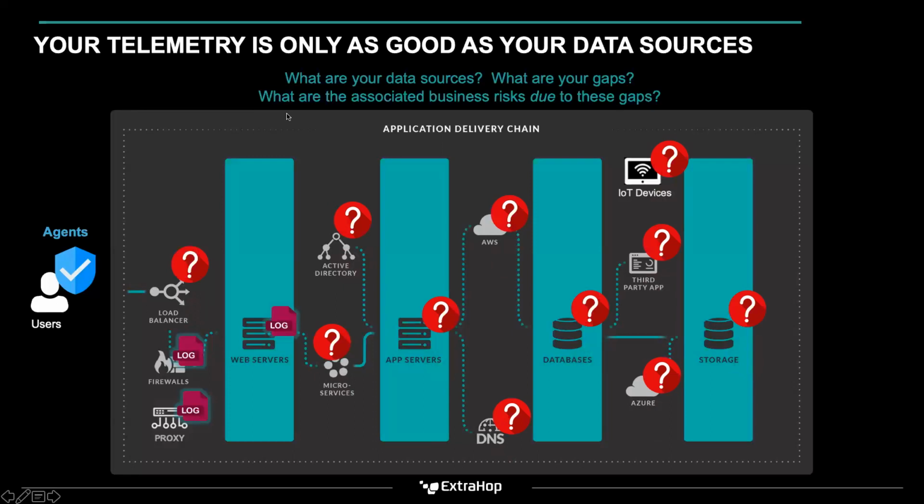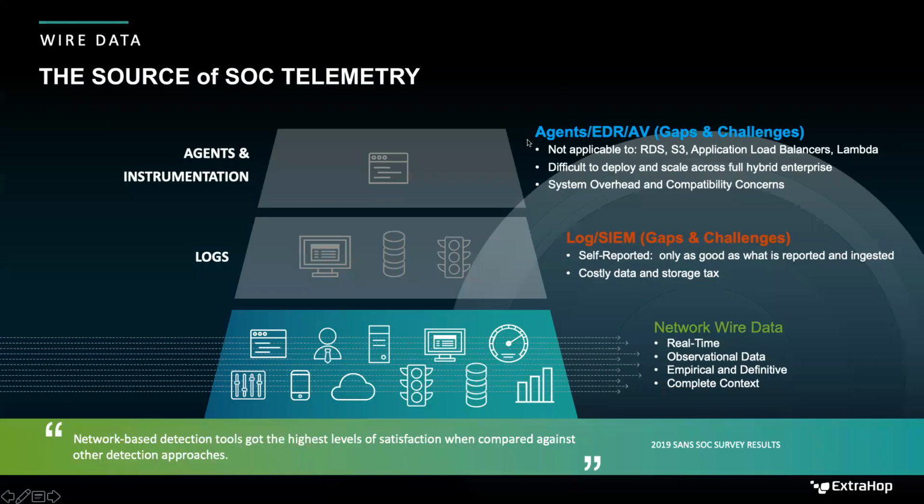Let's delve a bit more into those data sources because understanding your visibility gaps is paramount to your security strategy. So now, what are some of the limitations that we've got with agents or EDRs or next-gen AVs, or what are the gaps with logs and SIMs, right? And what is the third emerging data source for your SOC?